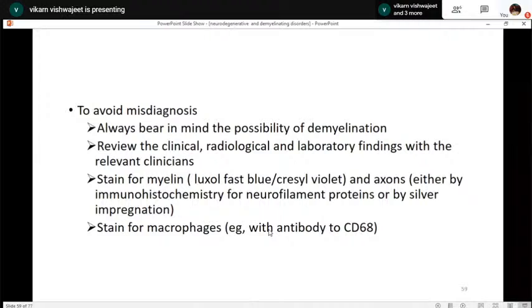So to avoid misdiagnosing these lesions as malignancy, always bear in mind the possibility of demyelination. Review the clinical, radiological and laboratory findings with the clinician when you are dealing with such lesions. Ask for a stain for myelin, axons, and also for macrophages. In this way you will be able to differentiate the tumefactive lesion of multiple sclerosis from gliomas.